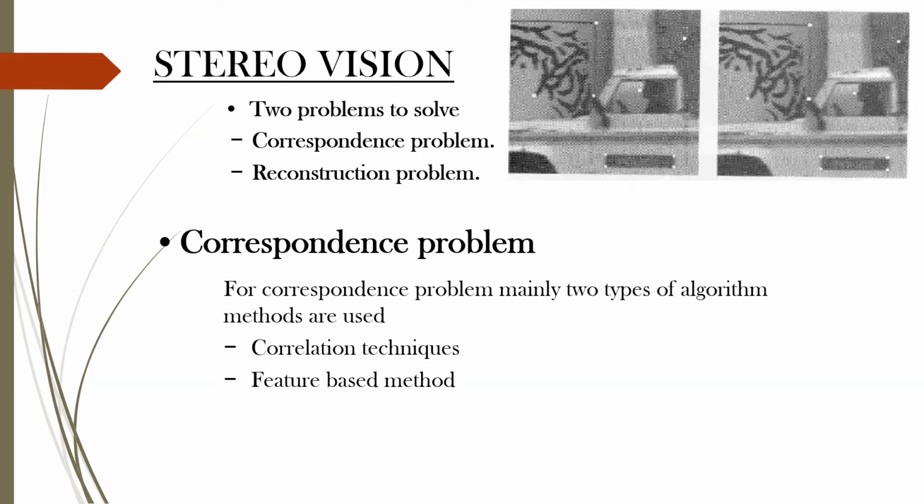For the correspondence problem, there are mainly two types of technique: correlation based technique and feature based technique. The correlation based technique attempts to establish a correspondence match by matching the intensities. The feature based technique attempts to establish a correspondence match by using image features. An example of an image feature is a corner.